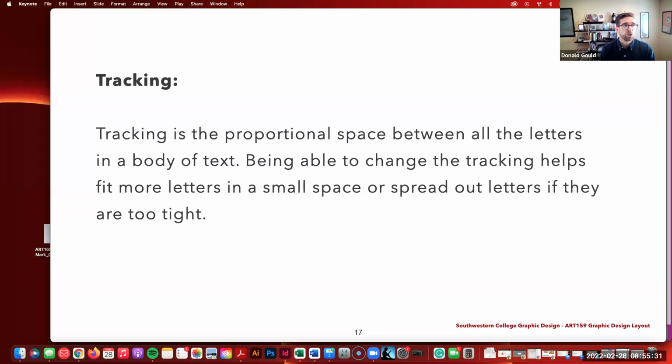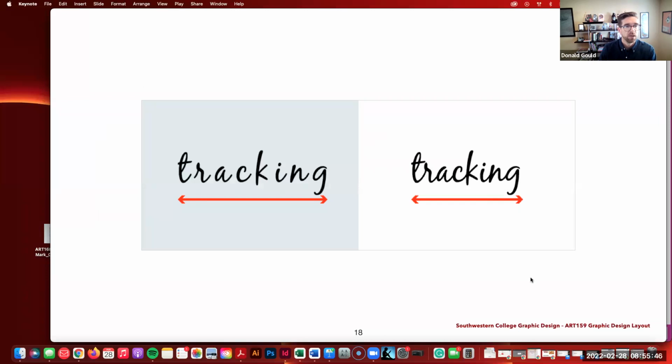Now, in addition to that, we have tracking. And this is the actual spacing between all the letter forms in the body of text. So being able to change the tracking helps to fit more letters in smaller spaces, or it can actually spread out the letter forms if they're too tight together. So instead of looking at kerning, which is the spacing between the individuals, we're looking at tracking, which is the spacing between the whole word or the whole line of text itself, right?